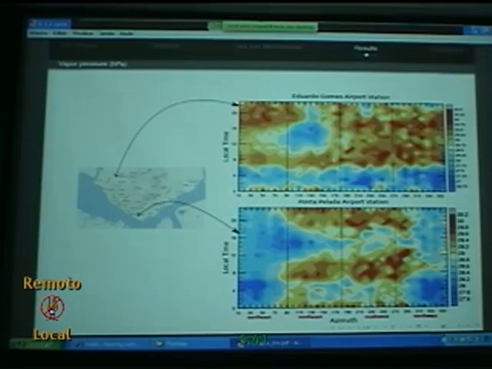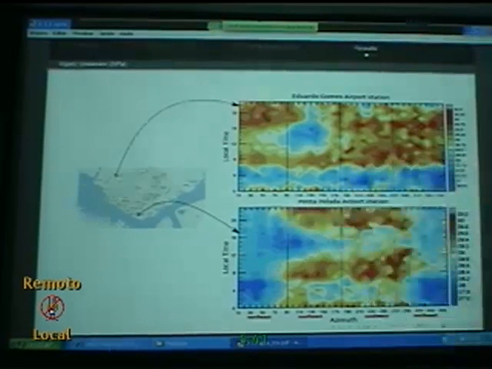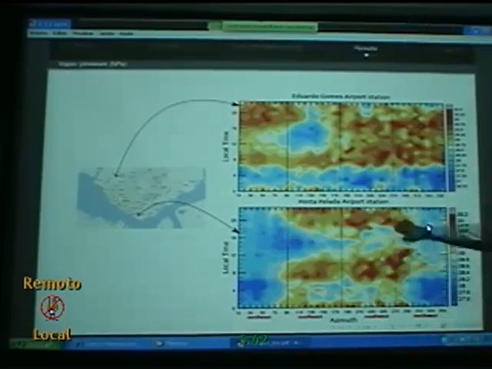And here you can see the same idea. For example, when the wind comes from Manaus City, you can see low values of vapor pressure. And when the wind comes from the rivers, you can see high values of vapor pressure.